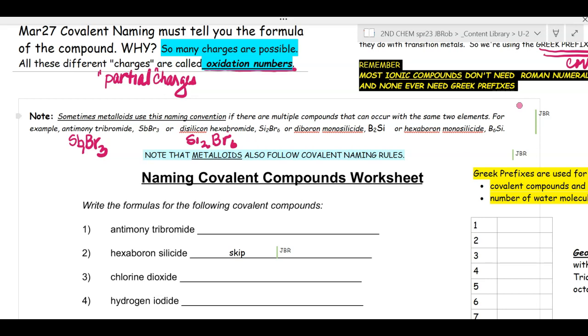Or diboron monosilicide would mean 2 borons, and silicide would be Si, silicon. So B2Si. Now, hexaboron would mean boron with 6 after it. Monosilicide would be Si1. Now, those are very odd looking, aren't they? But these are some examples of things that are metalloids that follow this same naming.